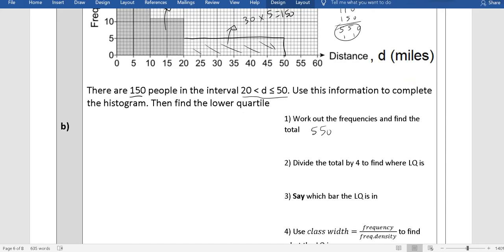I'm going to divide the total by 4 to find out where the lower quartile is. It's going to be a decimal here, and that's fine. So 550 divided by 4: 4 into 5 goes 1, remainder 1; 4 into 15 goes 3, remainder 3; 4 into 30 goes 7, remainder 2; then 4 into 20 goes 5. That gives 137.5. So I want the 137.5th value.